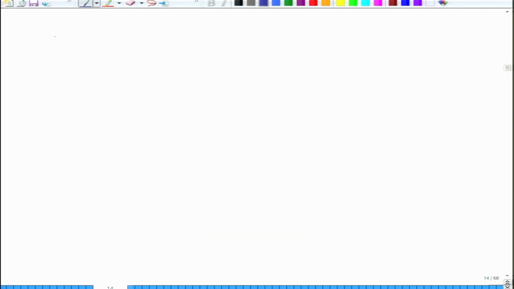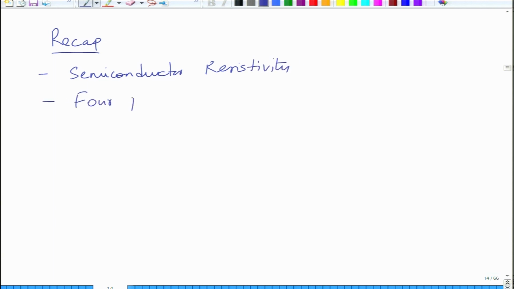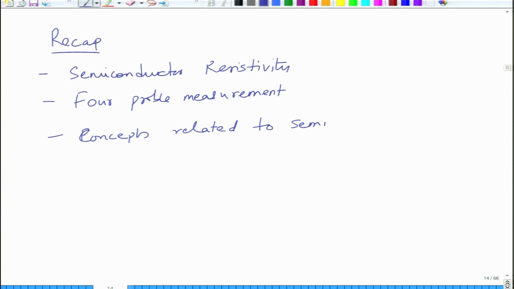So, we begin with lecture 12 of the solar photovoltaics course. Just a brief recap. In the last lecture we learnt about semiconductor resistivity, four-probe measurement to measure the resistivity, and then concepts related to the semiconductor band diagram.